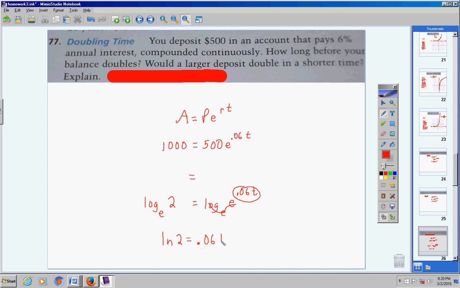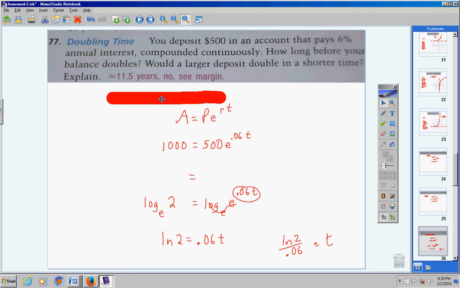Well, that's pretty simple. Now let's divide both sides by 0.06. So I have the natural logarithm of 2 divided by 0.06 equals t. There it is. So with my calculator, I'm going to type in natural logarithm of 2, enter, divided by 0.06, enter, and I will get 11.55. So about 11 and a half years, 11.5 years.